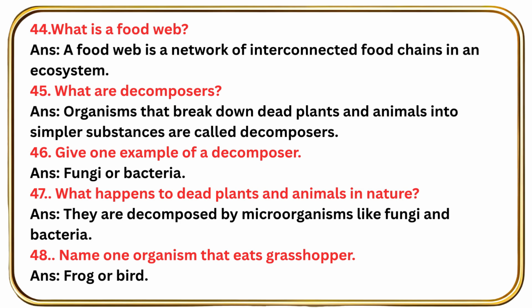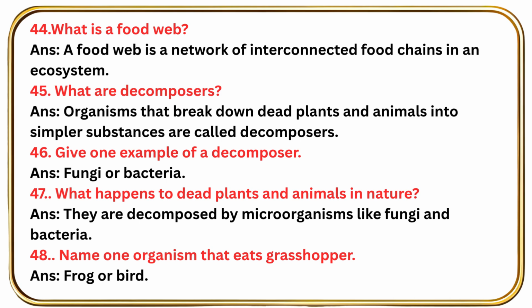Question number 44. What is a food web? Answer. A food web is a network of interconnected food chains in an ecosystem. Question number 45. What are decomposers? Answer. Organisms that break down dead plants and animals into simpler substances are called decomposers. Question number 46. Give one example of a decomposer. Answer. Fungi or bacteria.